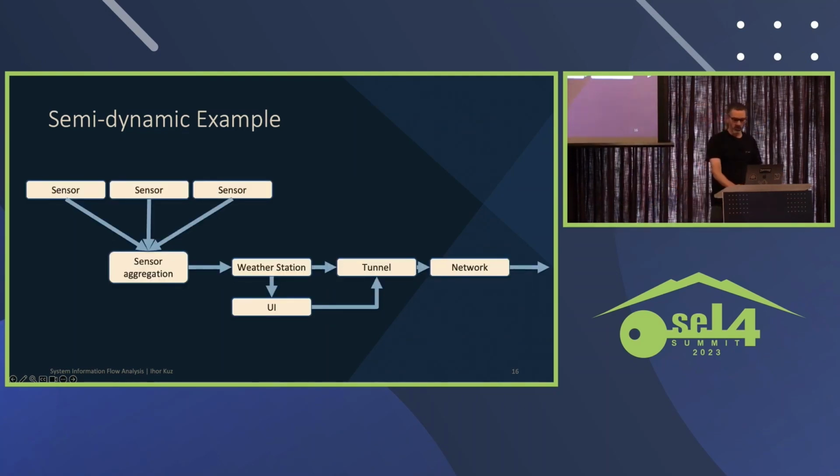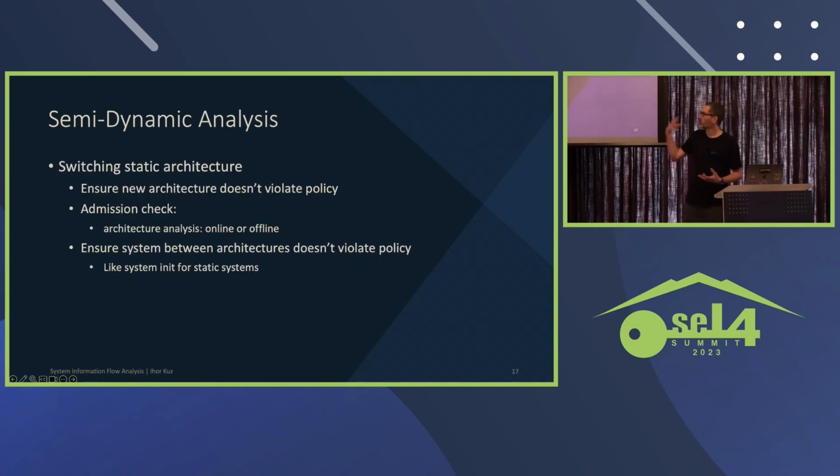When we're doing this update, we want to check whether the new system fulfills the security policy or not. One of the challenges there is that we need to ensure that the system between these architecture switches doesn't violate the policy. And this is a lot like doing system initialization, because we're essentially reinitializing the system. So if we can provide guarantees that our initial system initialization is okay until we actually have the whole system running, then we can apply the same kind of approaches when we're switching architectures.